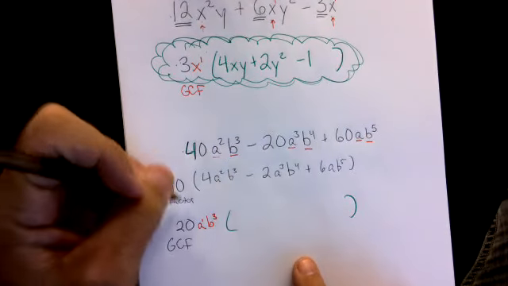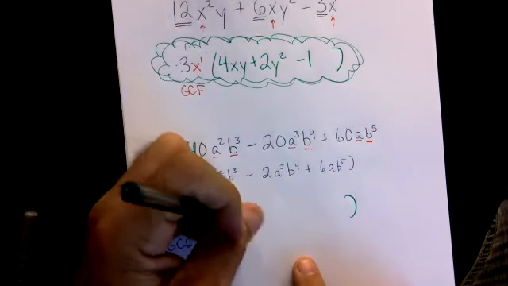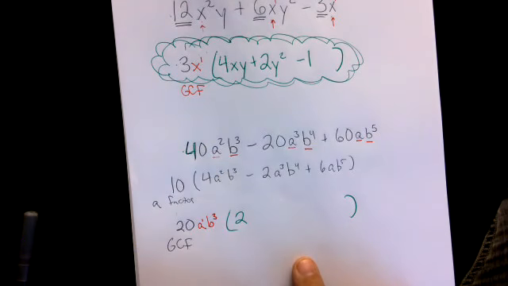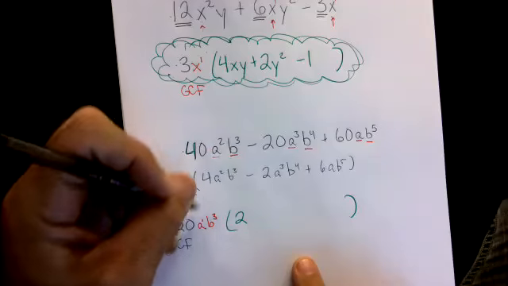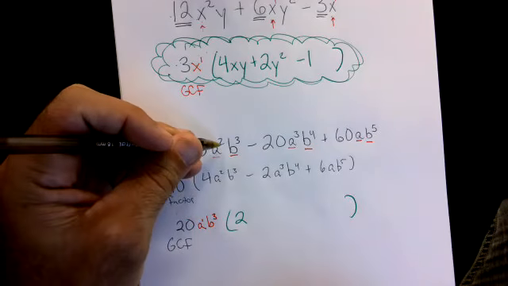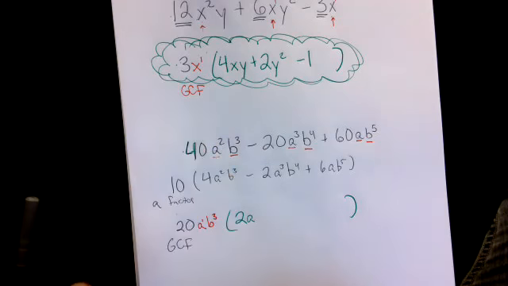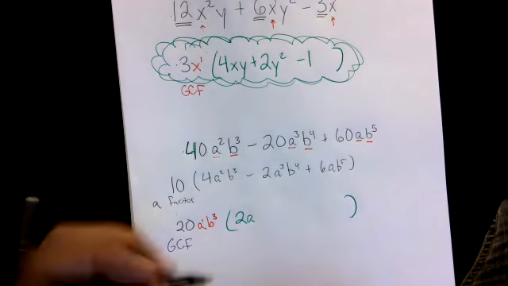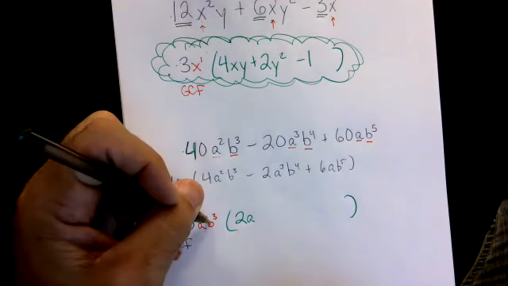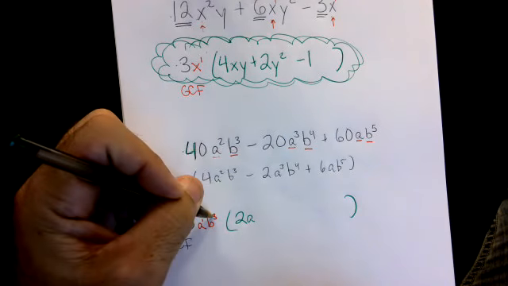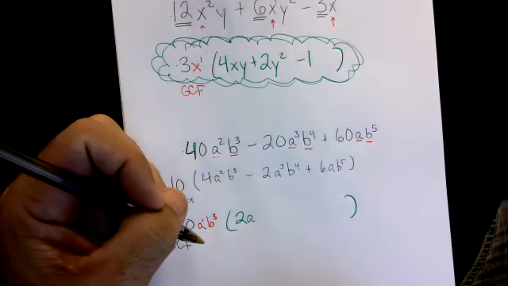Okay, 40 divided by 20 is 2. When you divide variables with exponents, you subtract. So a to the second divided by a to the first, subtract 2 minus 1, we get an a to the first. B to the third divided by b to the third, subtract your exponents, 3 minus 3 is 0. We don't need to write b to the 0. It's just a 1.